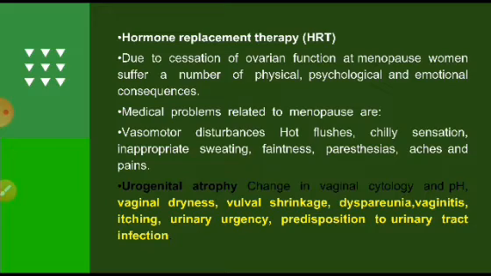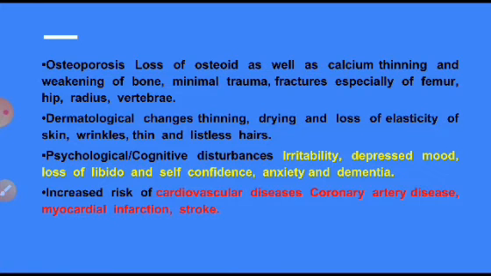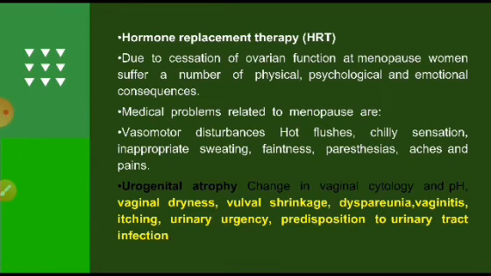So to correct these problems, some amount of estrogen should be given, and that can overcome this. That's why it's called hormone replacement therapy. Urogenital atrophy, changes in vaginal cytology and pH, vaginal dryness, vulval shrinkage, dyspareunia, vaginitis, itching, urinary urgency, predisposition to urinary tract infection, etc. So you see the very important function in hormone replacement therapy.